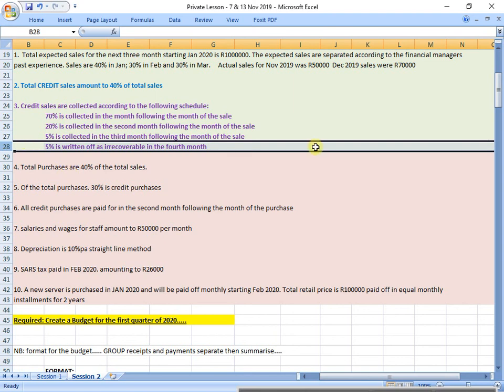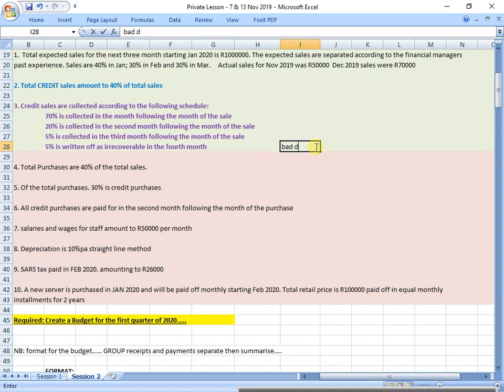So for things like this, bad debt is a non-cash item. Am I looking at non-cash items? No, because I'm looking at a cash budget. If I'm looking at a cash budget, I only want cash items: items that have an inflow or items that have an outflow, and that's it. There are lots of different accounting non-cash items that could exist.